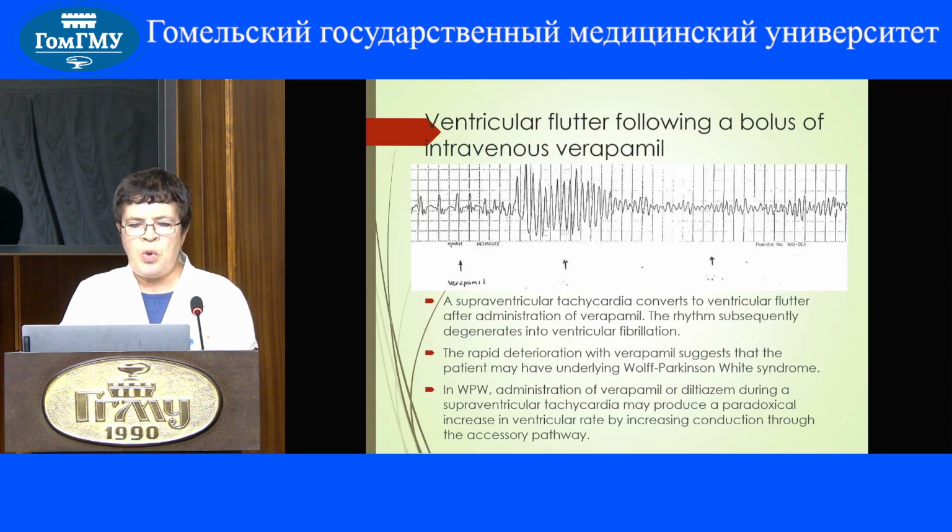Ventricular flutter following a bolus of intravenous verapamil, you can see on this picture. A supraventricular tachycardia converts to ventricular flutter after administration of verapamil. The rhythm subsequently degenerates into ventricular fibrillation. The rapid deterioration with verapamil suggests that the patient may have underlying Wolff-Parkinson-White syndrome. In Wolff-Parkinson-White syndrome, administration of verapamil or diltiazem during supraventricular tachycardia may produce a paradoxical increase in ventricular rate by increasing conduction through the accessory pathway.